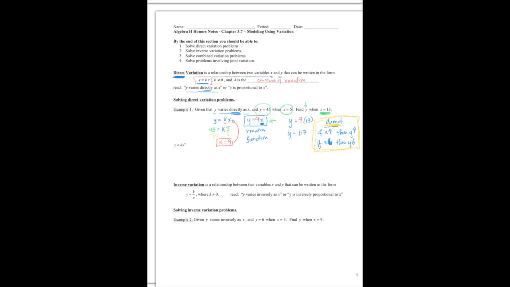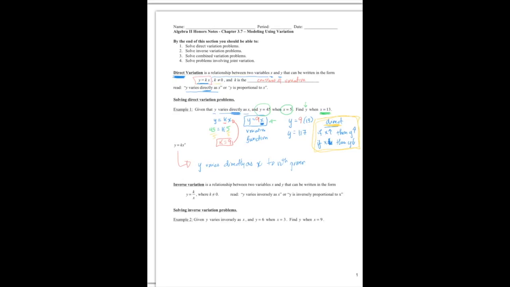Now, we can also vary directly with powers of x. So how would I read this? This would be y varies directly as x, in this case, to the nth power. So you can raise x to a power.